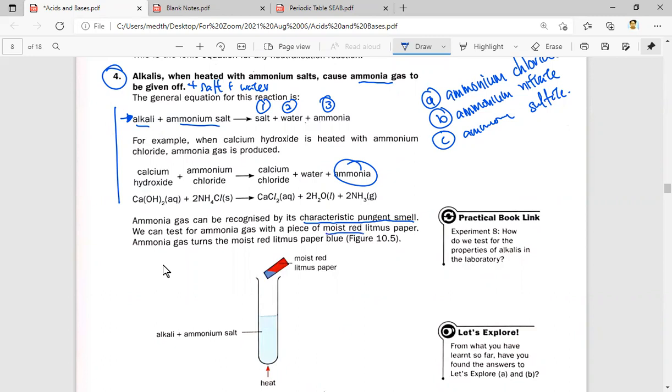We actually use a moist red litmus paper. The word moist is important. Please take note, you need to use the word moist whenever you're testing for ammonia gas. What will the ammonia gas do? If this is the test, the result to know whether ammonia is present is that the gas must turn the moist red litmus paper to blue. I say again, the gas must turn the moist red litmus paper to blue.